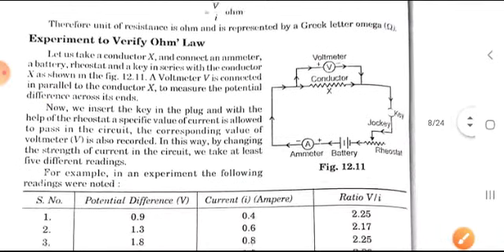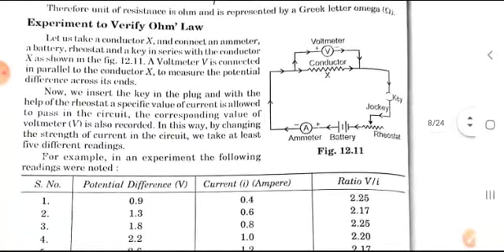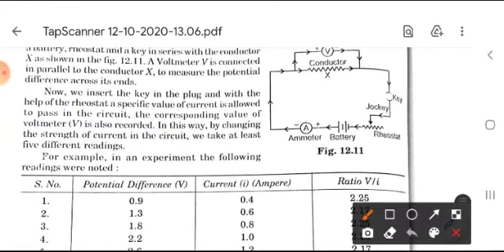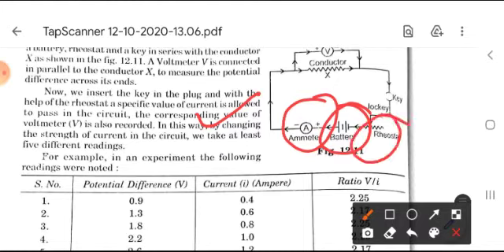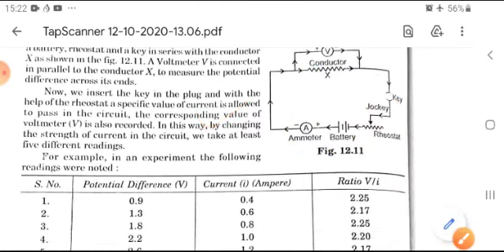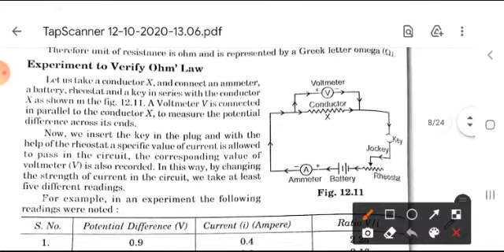Now, the experiment to verify Ohm's law. For doing it, look at the picture. Here is a simple circuit diagram where an ammeter is connected in series, one battery is connected, one rheostat is connected, one jockey is connected, and a resistance is connected in parallel to the voltmeter also.